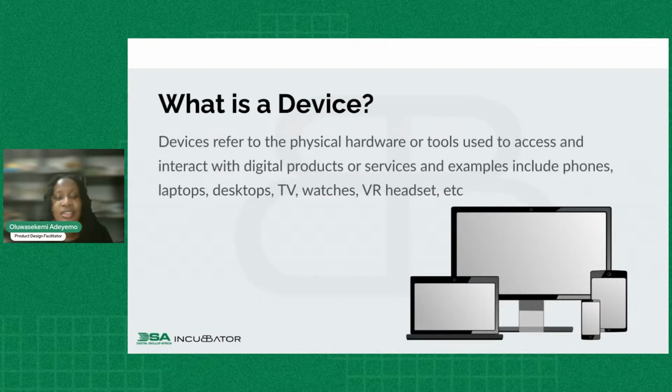What is a device and what is an interface? So a device, simply put, is a physical hardware or tool used to access and interact with a digital product. Throughout this learning path, we've been talking about digital products. A digital product is anything digital, basically, on your phone or your laptop. Could be an application, could be software, anything digital that gets something done and serves a purpose.